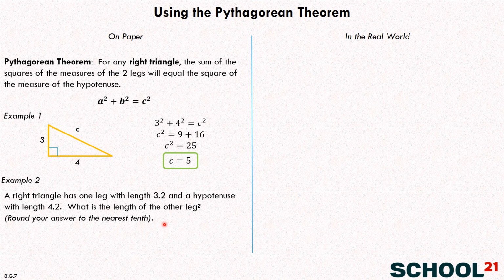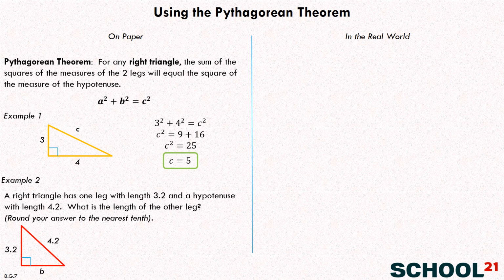It's always a good idea to draw a picture here to make sure that we understand this. So let's go ahead and set that up. Here we have one leg with the length 3.2. It's a right triangle, and the hypotenuse has a length of 4.2. And we're asking ourselves, what's the other leg? So we've labeled that b here.